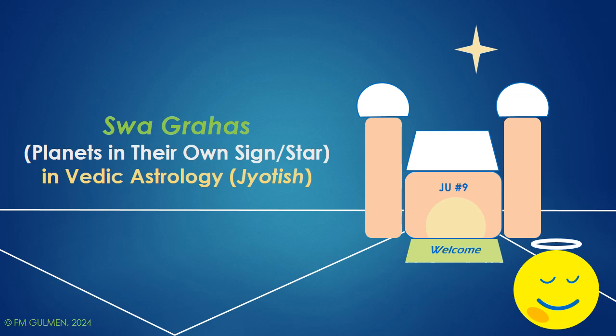And today's talk, I was going to talk about Swagrahas, as it's known in Sanskrit. A Swagraha is a planet that's in its own sign or star. And this talk is going to be from a Vedic astrology or Jyotish perspective, so keep that in mind.